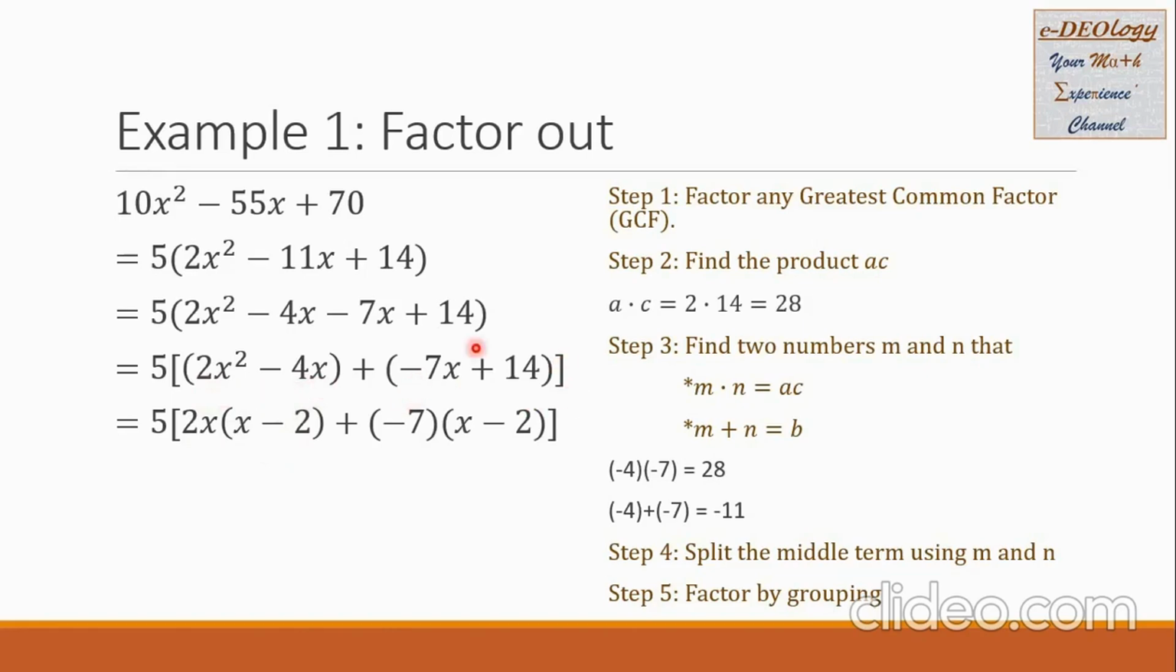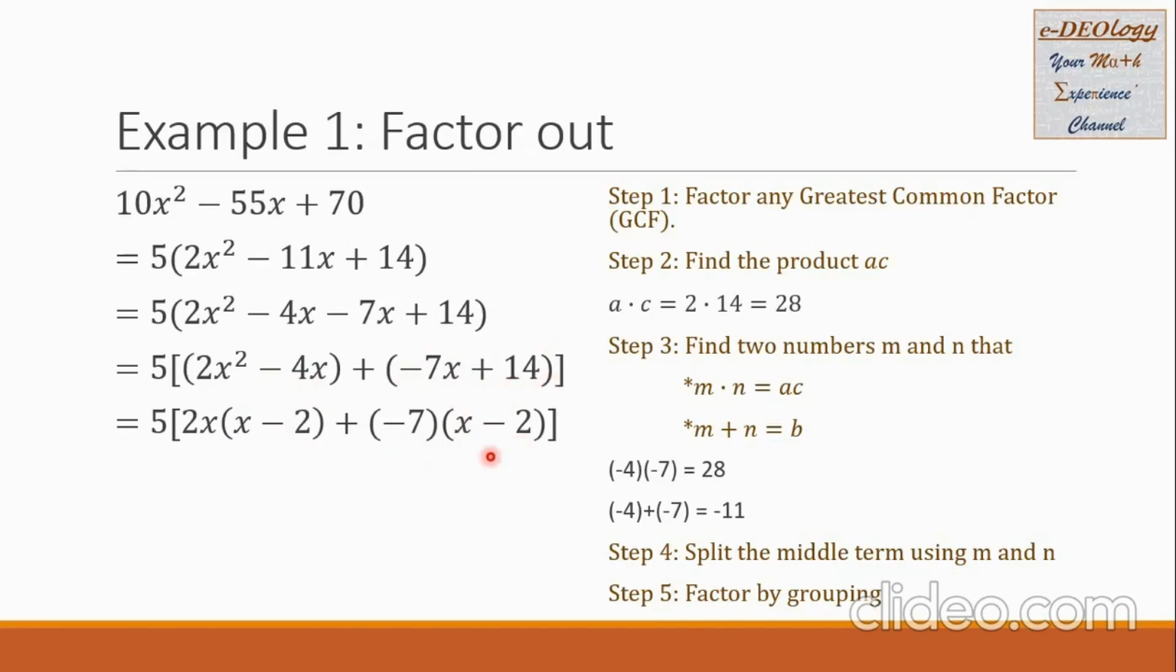Now for the second group, we want this x to be positive, so we're going to factor out a negative 7. So when we factor out the negative 7, what remains here will be positive x. And for the positive 14, what remains is a negative 2.